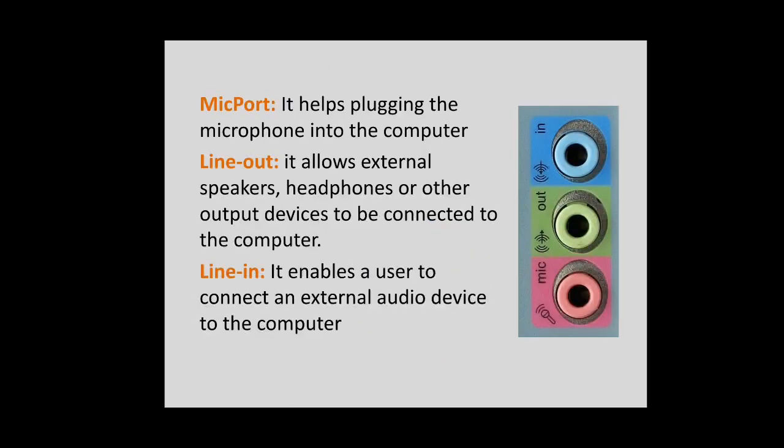Now some other important ports like mic port, line out and line in. Mic port helps to plug the microphone into the computer. Next, line out allows external speakers, headphones or other output devices to be connected to the computer. And line in enables the user to connect an external audio device to the computer. So these three color ports are generally available in the CPU. Okay, so we are using this.